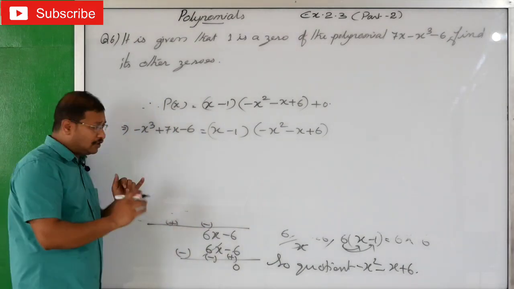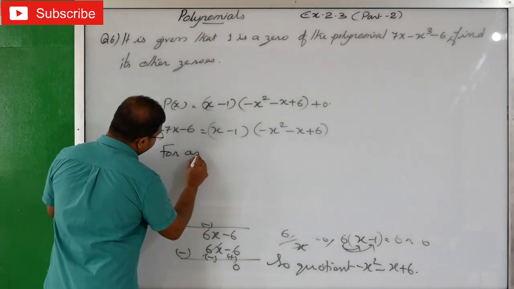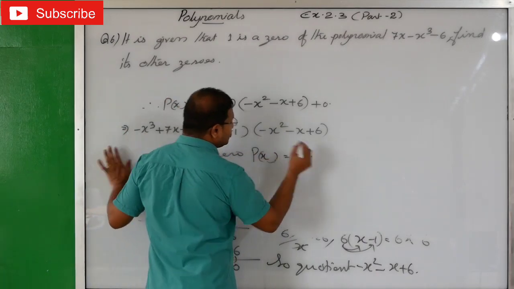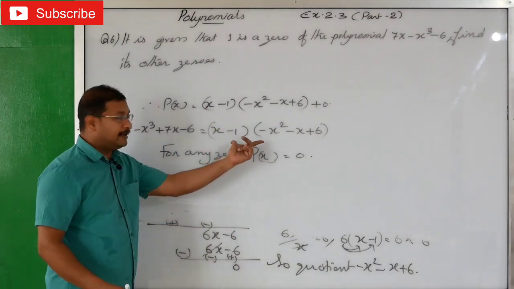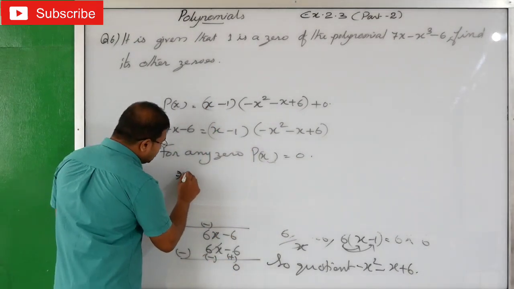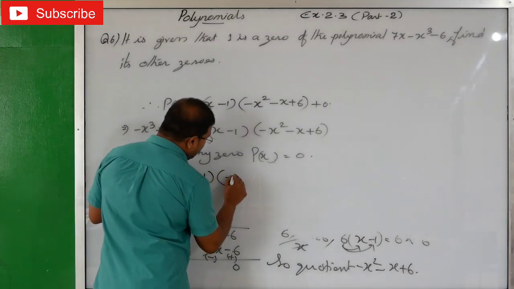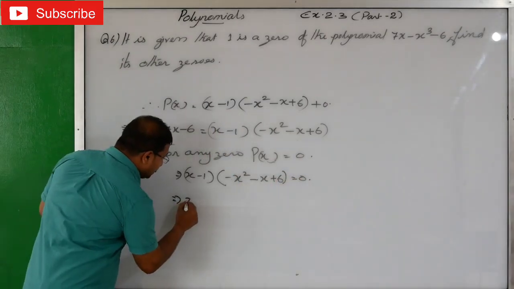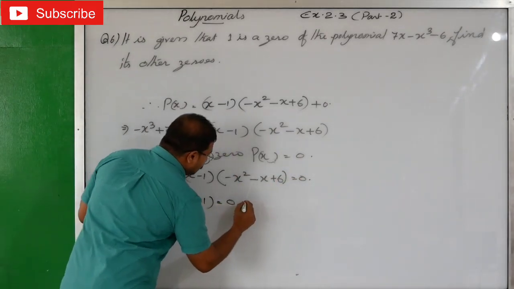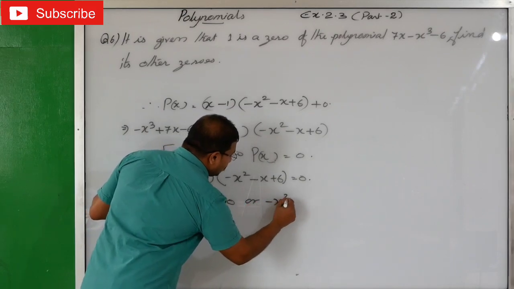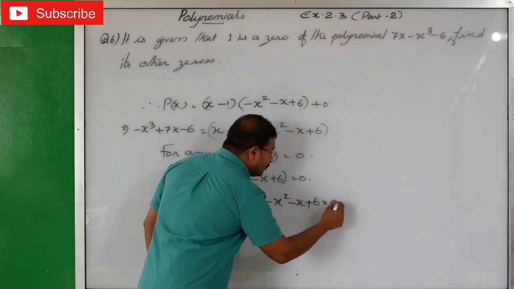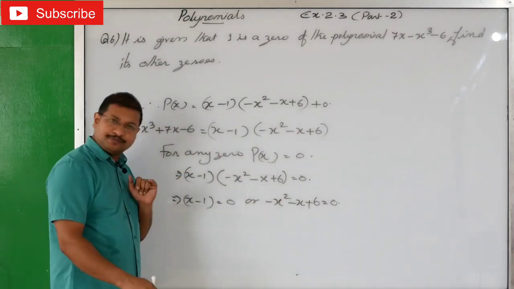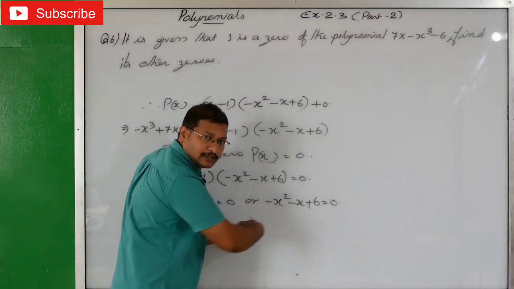But we know that for any zero, p of x equals 0. In place of p of x, what can you write? This one we can write. That means this implies x minus 1 into minus x square minus x plus 6 equals 0. This implies x minus 1 equals 0 or minus x square minus x plus 6 equals 0. But we already know x equals 1. We already got that zero, isn't it? So no need to write this part. Ready? So let's go for this.